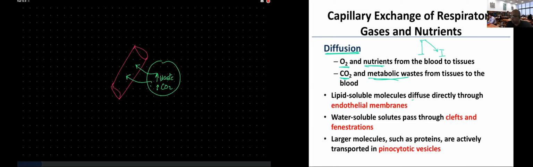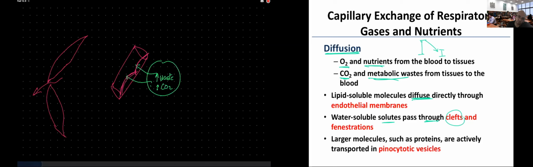Lipid-soluble molecules will diffuse directly through the endothelial membrane, so you don't need any carrier or any transporter to allow the lipid-soluble molecules to travel. They can simply pass through the plasma membrane of the endothelial cells. Water-soluble substances and molecules are going to be able to travel only through clefts and fenestrations. If you remember, when we studied the capillaries according to their structure, we mentioned that for the continuous capillaries, the only way to transport fluids and solutes is through the intercellular clefts, which are those tiny pathways between the cells.